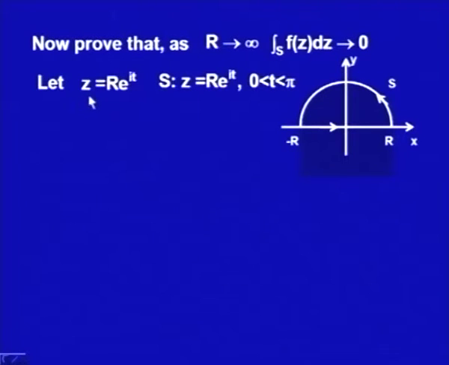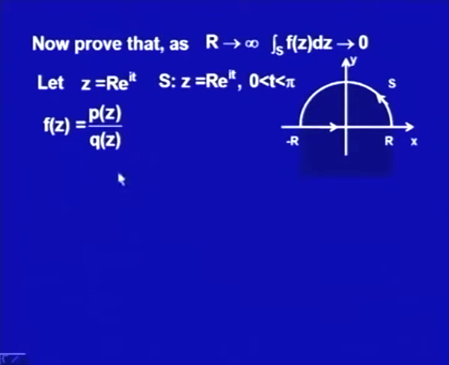So, first we are writing z in polar coordinates, and on this semicircle z is r times e to the power i t, where t is ranging from 0 to pi and r is fixed. So, on this contour my z is r e to the power i t with r fixed. Now, we want to show this, so let us write what my contour integral is. Moreover, my f(z) is of the form p(z) upon q(z).